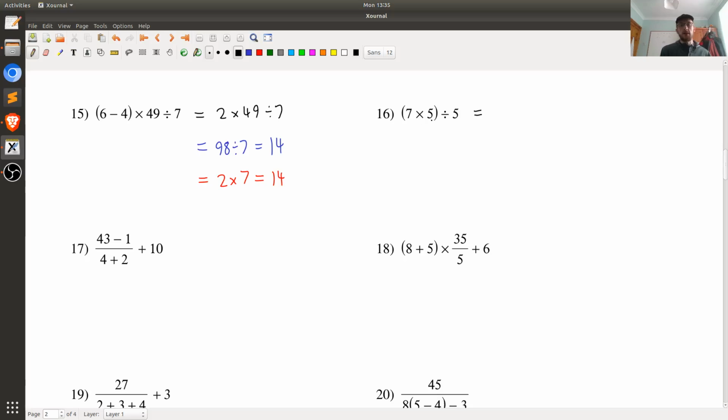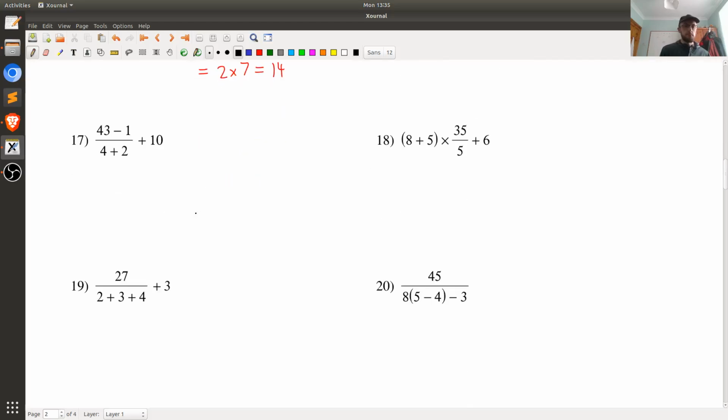Okay, brackets, 7 times 5. The answer is 35. And 35 divided by 5 is 7. Over here, we have what's called a fraction. You've got an expression on the top and an expression on the bottom, and a big bar here, which is essentially telling you to divide the top by the bottom. Okay, so that means we've got to clean up the top and the bottom first, evaluate them first.